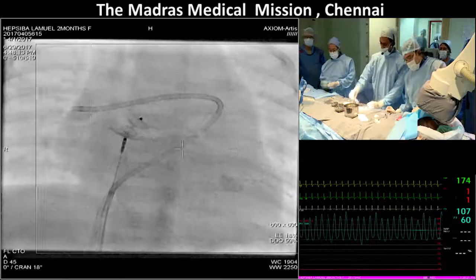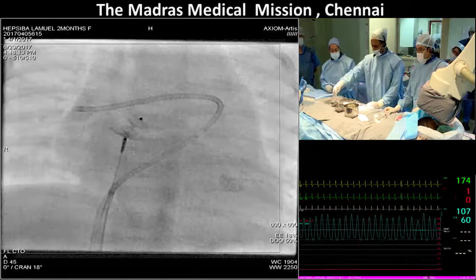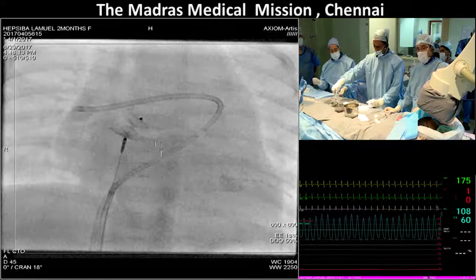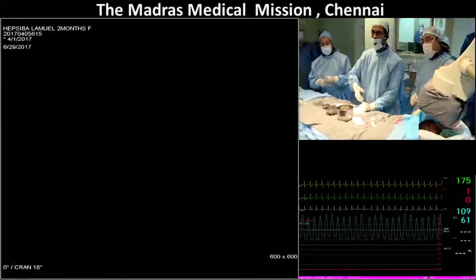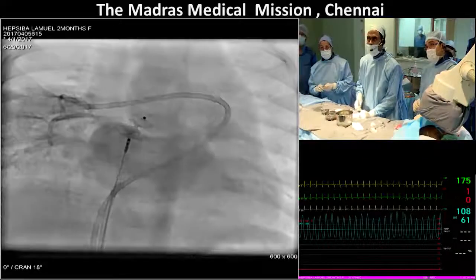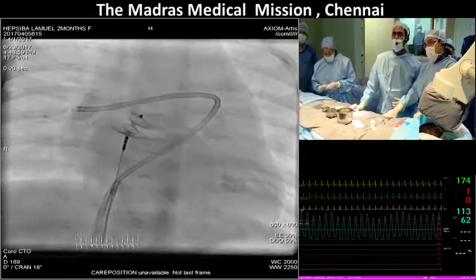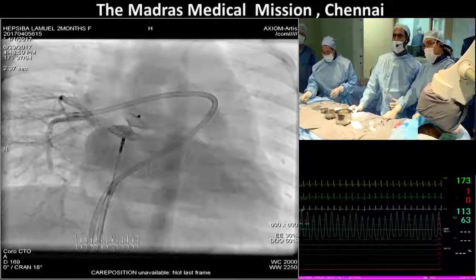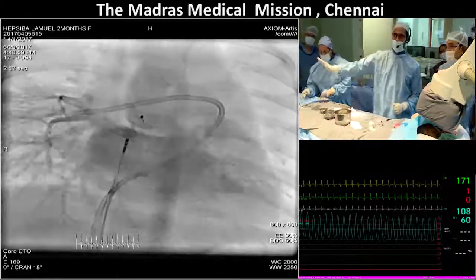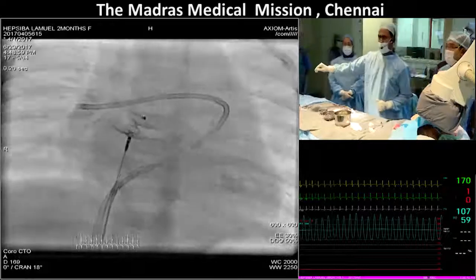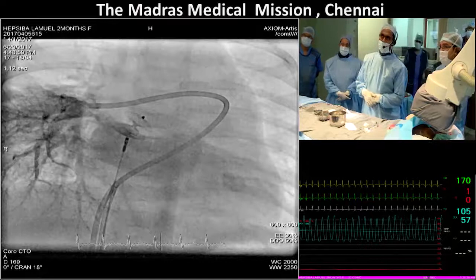Excellent. Thank you very much. Let's see what this looks like. So I'll make an angio now. The right lower pulmonary vein seems to be at a much lower level. Freeze it. I agree. And the right upper vein looks wide open also.